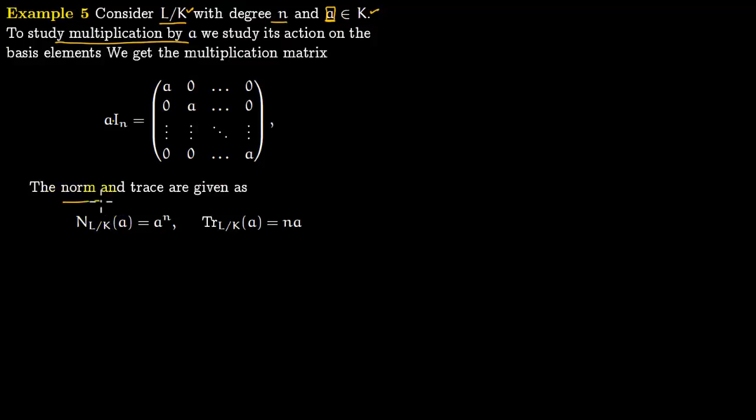So again you can talk about the norm and trace. Sum up the entries on the diagonal, you get n times a, because this is an n by n matrix. This n is precisely coming from the degree n here, and the norm is just the product of the entries on the diagonal, so it is a to the n.